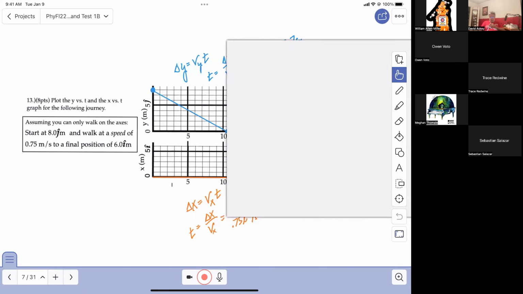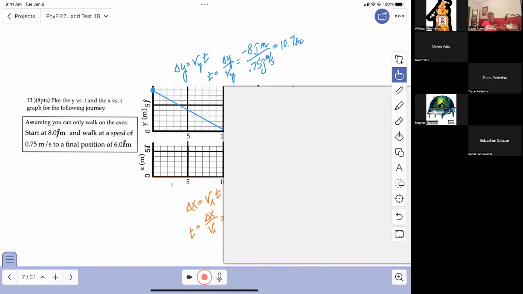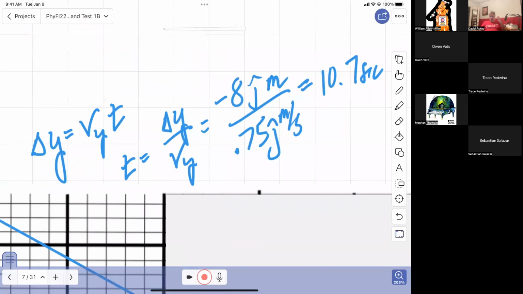And there's phase 1, where you're starting at the 8 J roof meter mark. You're walking at a speed of 0.75 meters a second. So that's going to put you there in, here's my work up here. Let me blow this up. Here's my work for that. Zoom in on that. So with the J roofs, and then I get 10.7 seconds.